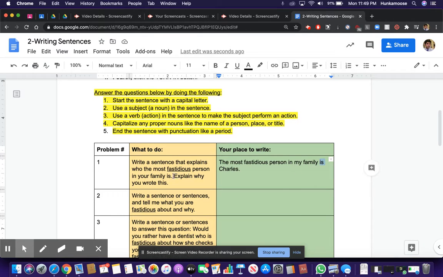I'm going to write another sentence. Explain why you wrote this. Why is Charles the most fastidious person in my family? I don't really have anyone named Charles in my family. I'm just using that as a model. And I want you to see, I wanted to use somebody's name. The C in Charles is capitalized because it's a proper noun, and we capitalize the names of people.